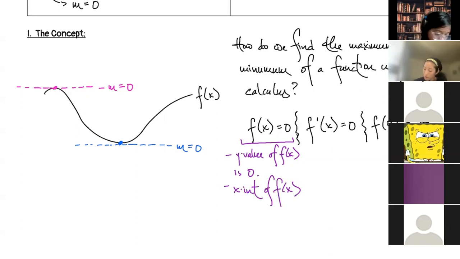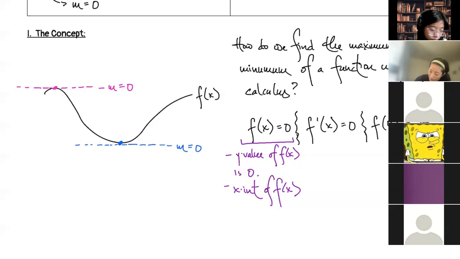Okay. And so I'm wondering if on this graph over here, are the maximum and minimum, do those have a y value of 0? Okay, in other words, this point right here, does it have a y value of 0? No. Okay. What about this point down here? Does that have a y value of 0? No. Okay.